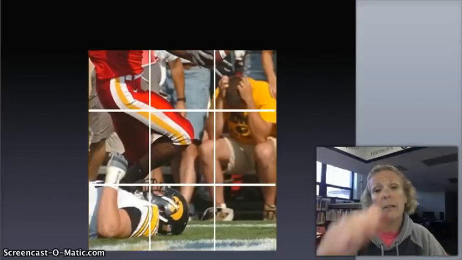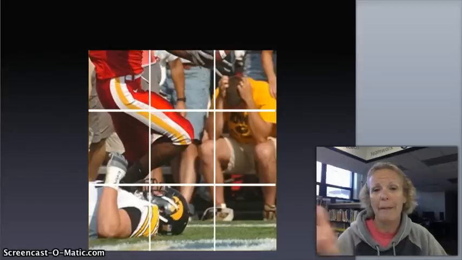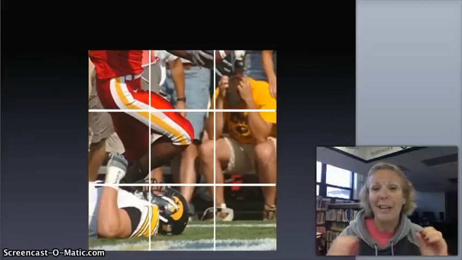The story is the Iowa offensive lineman flat on his back in one quadrant, and then we have a pretty disgruntled Hawk fan in the other quadrant. So you can kind of see how, by using this rule of thirds, you can really tell a story.